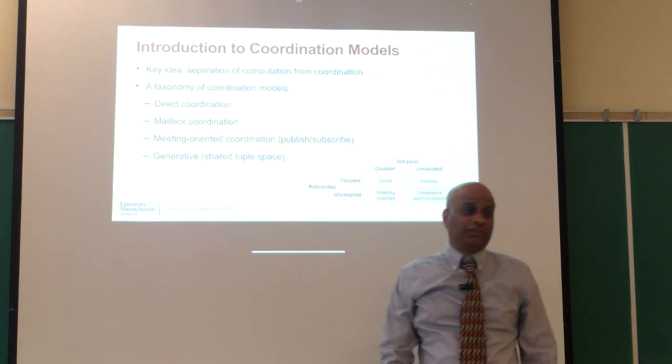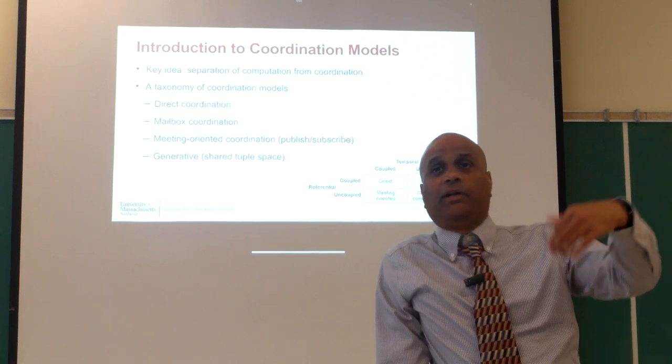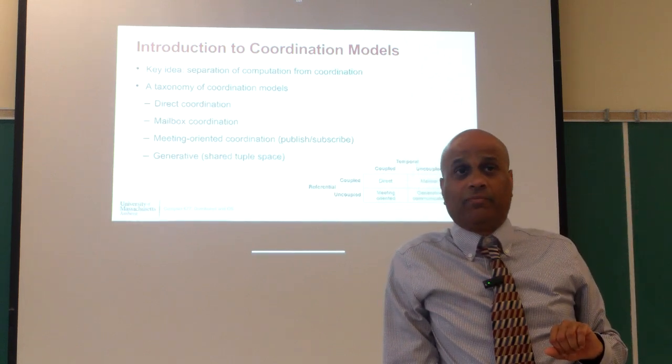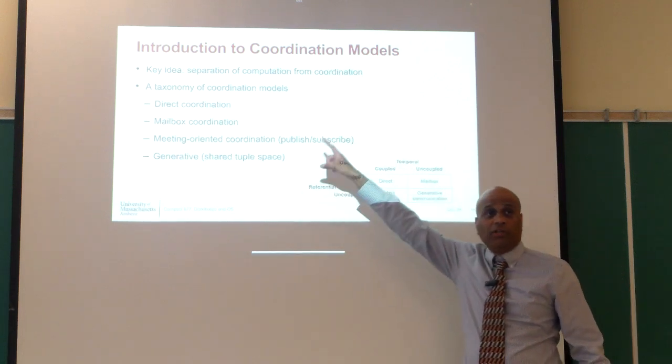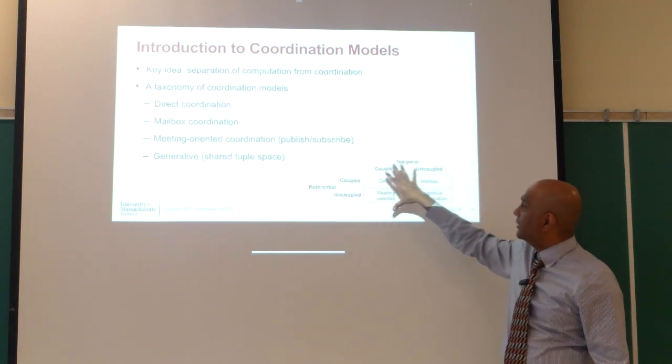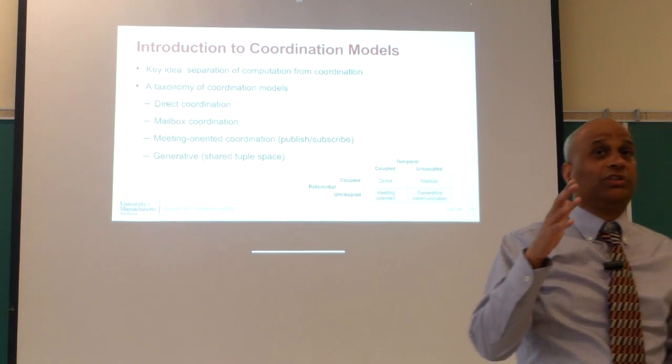And the last one is called generative, where messages are neither sent to anyone in particular, nor at any particular time. And we'll talk about that in more detail. But if you think about these four types of coordination, you can classify them in this table as is shown, and there are two axes to this table.